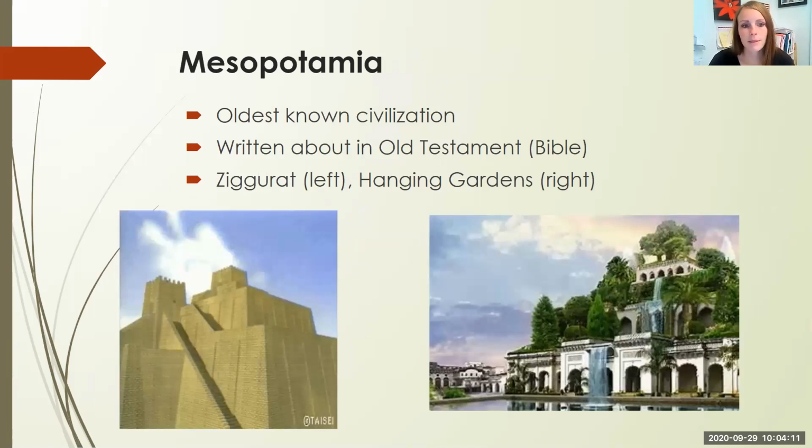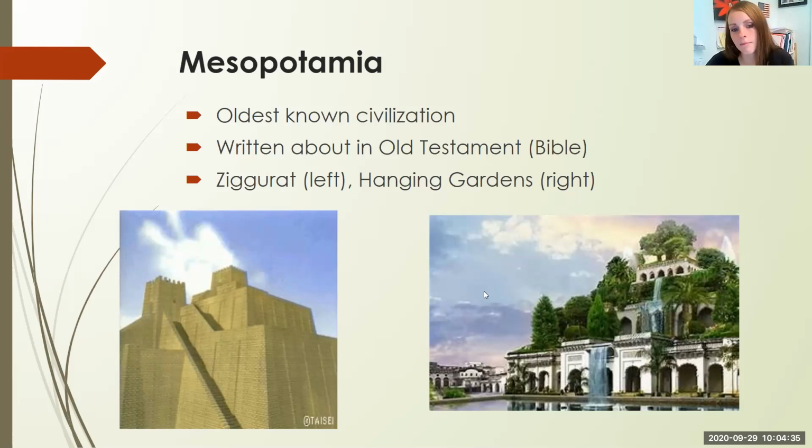Okay, so we'll go through Mesopotamia first. It's the oldest known civilization, the first one that we have proof of existing. We don't have proof of any other civilization existing before the Mesopotamian civilization. It's been written about in the Old Testament or the Bible, which if you don't read it, just know that it was talked about in this really old religious book.